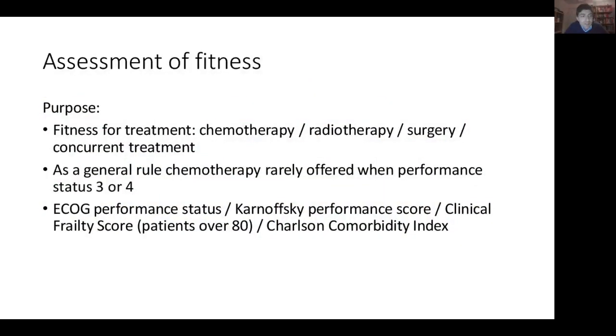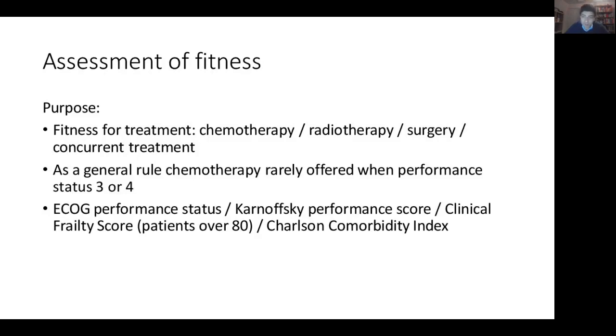When we're thinking about assessment of fitness, it's really useful to have a framework to hang our opinion on, and also to track through a patient's journey from diagnosis and treatment, which can go on for many, many years. Some of our patients in lymphoma or breast clinics come with advanced, incurable cancer, but come to the clinics for more than a decade. So assessment of fitness is absolutely essential. This guides chemotherapy decisions, radiotherapy decisions, surgery, concurrent treatment such as chemoradiotherapy.